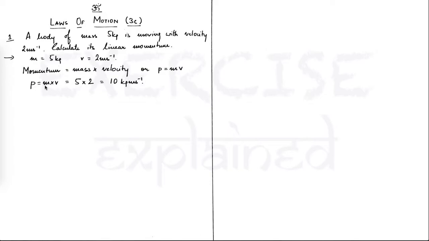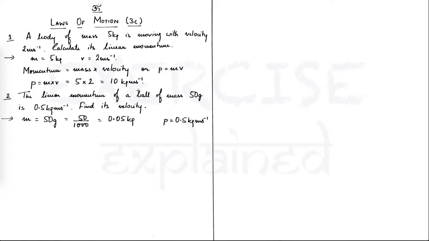So I would just need to multiply them. So I would write P is equal to m into v, that is equal to 5 into 2, that gives me 10 kg meter per second. So kg meter per second happens to be the SI unit of momentum. So this was a pretty easy question. Getting into question number 2 of exercise 3C.